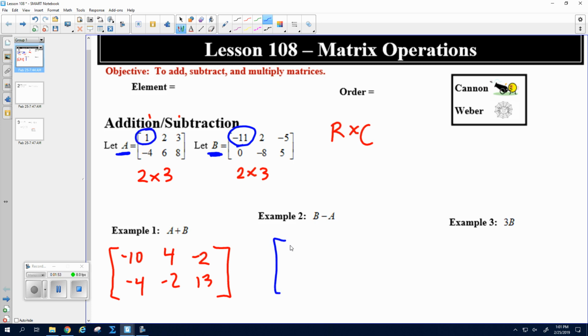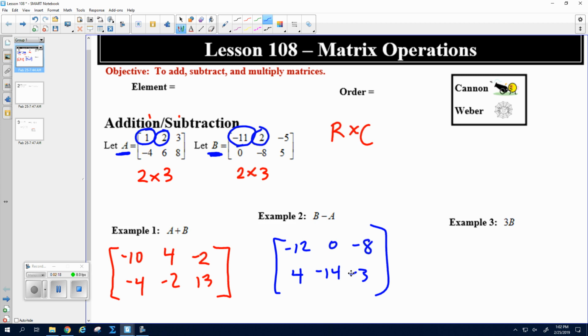So what do I get? Excellent. And then I get 2 minus 2, 0. And then negative 5 minus 3, negative 8. 0 minus negative 4, positive 4. Negative 8 minus 6, negative 14. 5 minus 8, negative 3. Everyone get what we're doing?